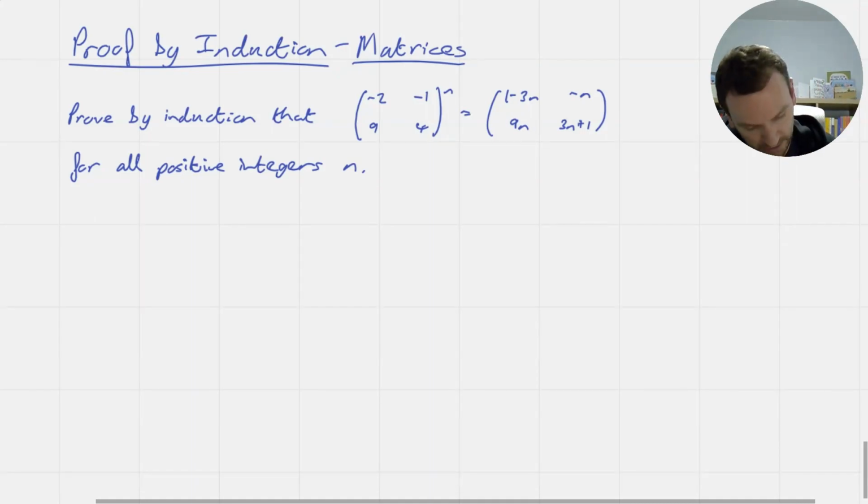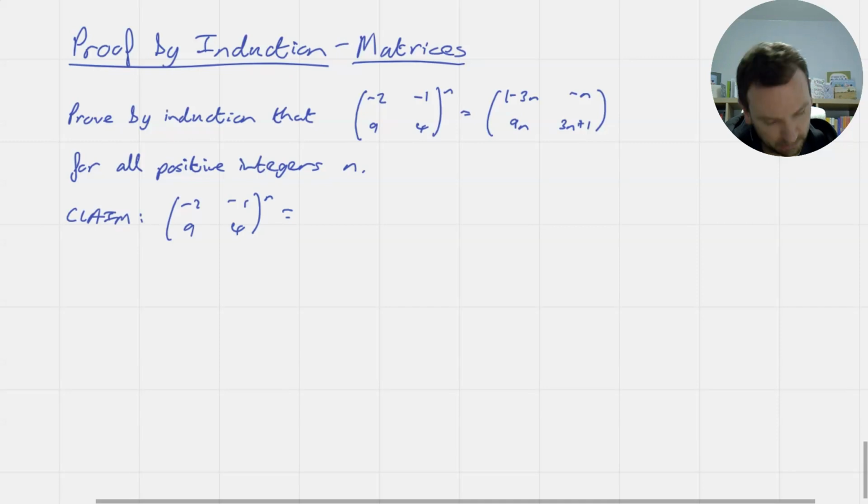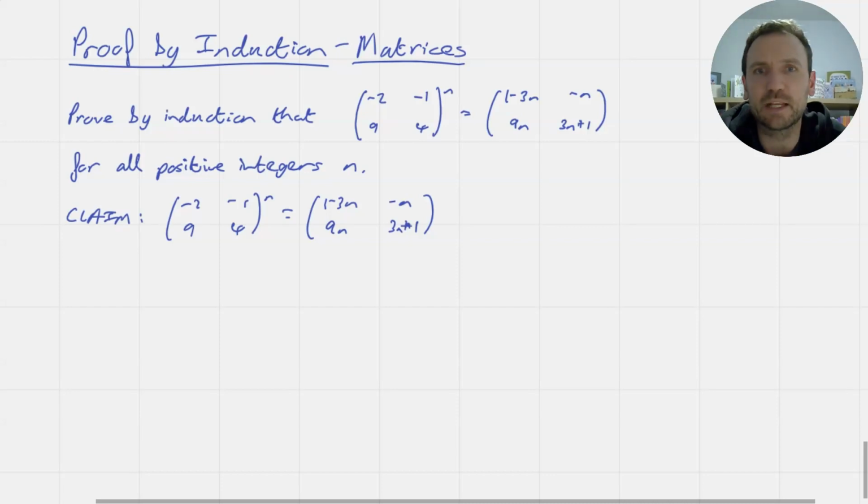The example we're given here, the claim we're trying to make, is that the nth power of this matrix we're given, (-2, -1; 9, 4), is always equal to the matrix (1 - 3n, -n; 9n, 3n + 1). I'm just stating the claim so I can happily refer to it in the rest of my work and it's clear exactly what I'm referring to. When we come to making any assumptions, we can substitute into this claim. It's always useful to be able to refer back to.